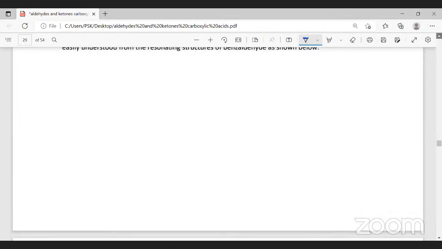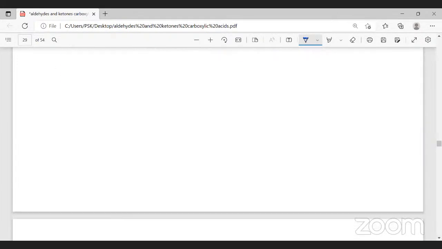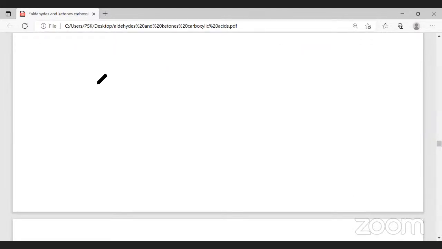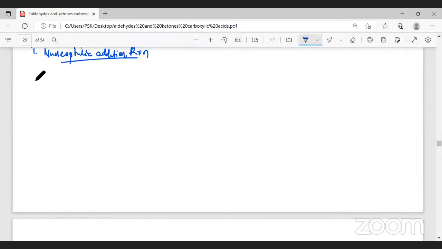Now coming to some of the reactions, I have space here. I will write all the reactions and explain them here itself. Now we'll have to learn so many reactions. Under that, the first one is nucleophilic addition reaction. There are many nucleophilic addition reactions which you are supposed to learn. Under that, the first one will be addition of hydrogen cyanide.